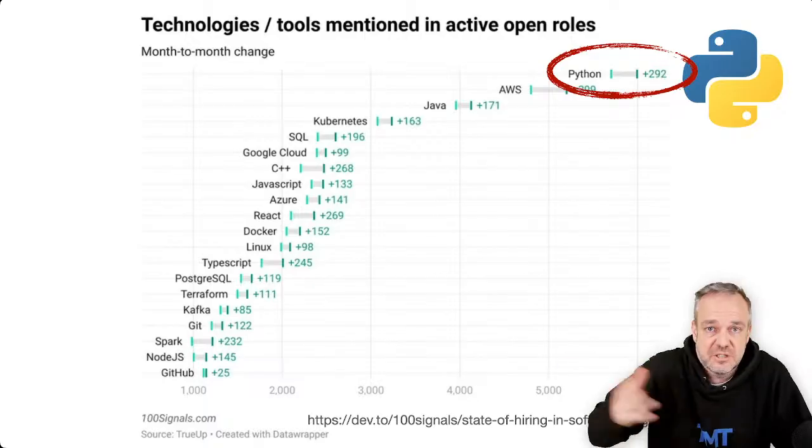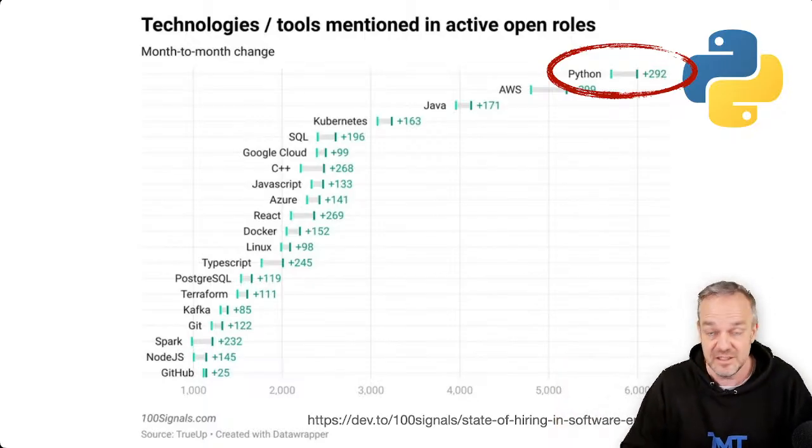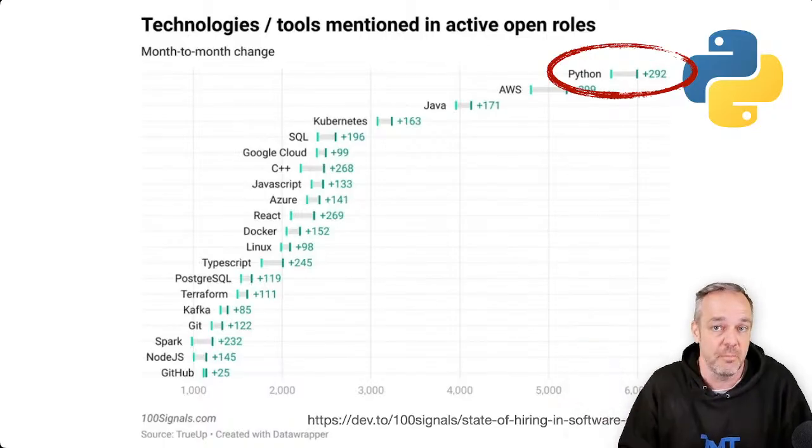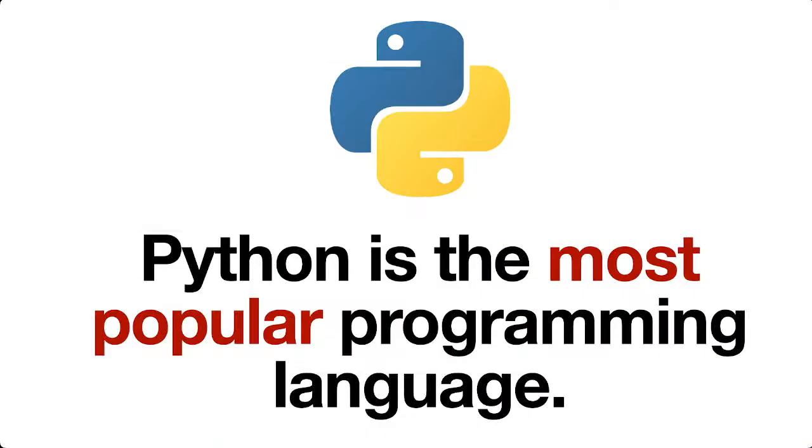So you don't just trust me, trust these numbers, right? These are not studies from some researchers of the government. These are the hard facts from the job market. Python skills can really open doors for you. And that's why Python is the most popular programming language in the world, period.